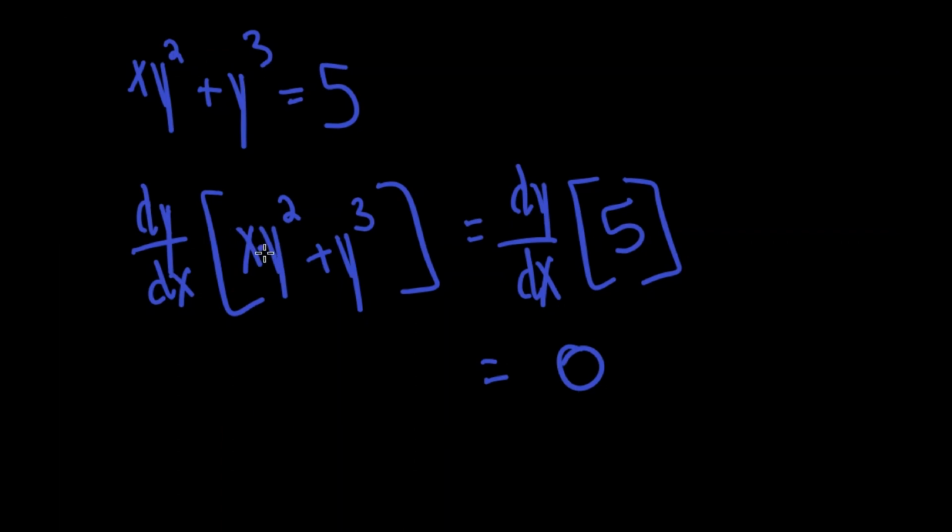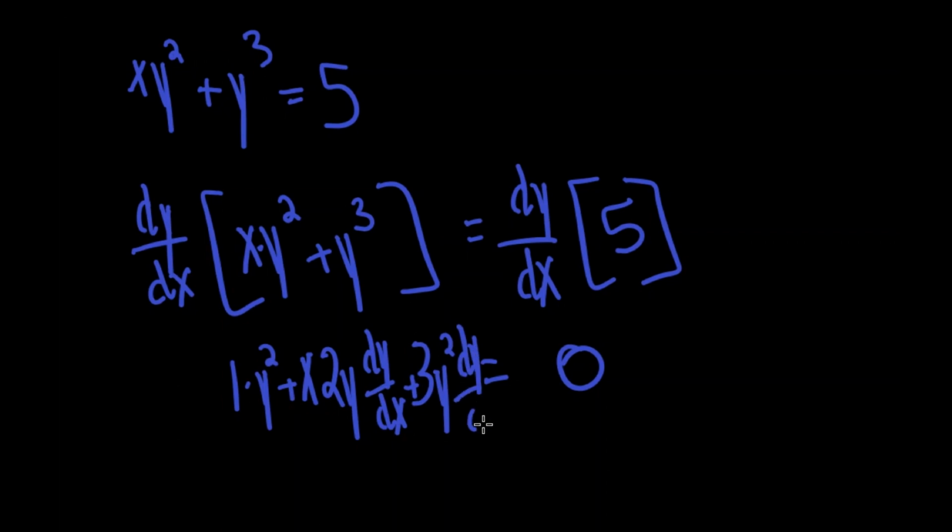Then here we're going to use the product rule. It doesn't matter which term you start with, but we'll start with x first. The derivative of x is 1, times y squared, plus, because we did the derivative of x, now we leave that alone and do the derivative of the second term. That will be 2y, and because we're doing this with respect to x, we have dy over dx. And then the derivative of this, we'll use the power rule, plus 3y squared, and with respect to x, dy over dx.